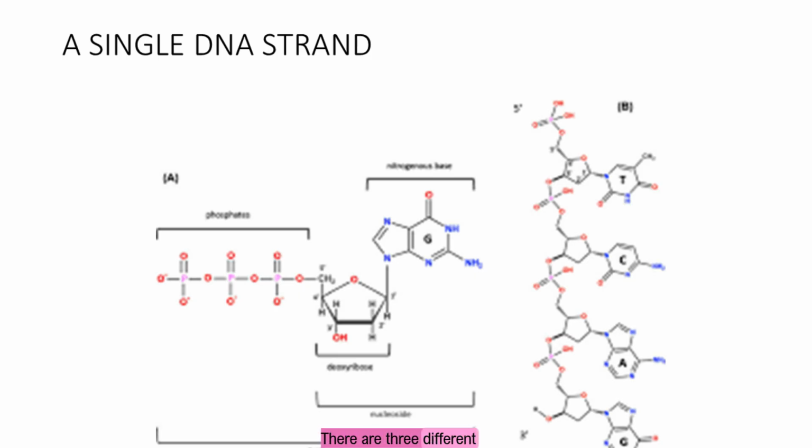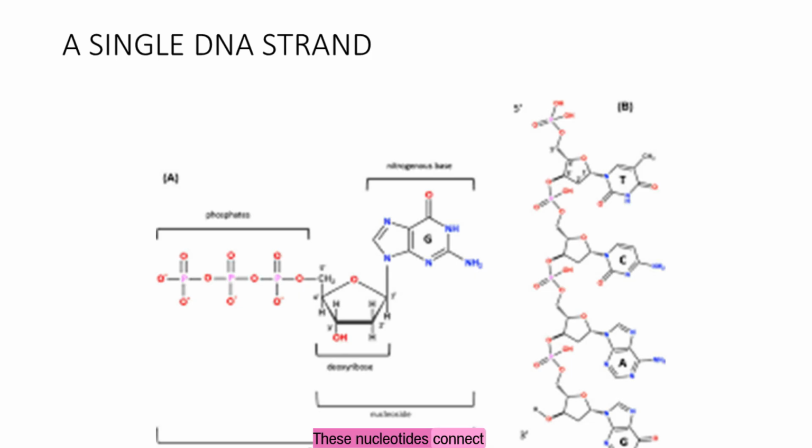There are four different forms of nitrogen bases found in DNA. The first is called adenine, represented by letter A. The second is thymine, represented by letter T. The third, cytosine, represented by letter C. And the fourth is guanine, represented by letter G.